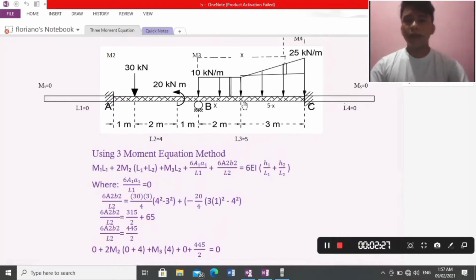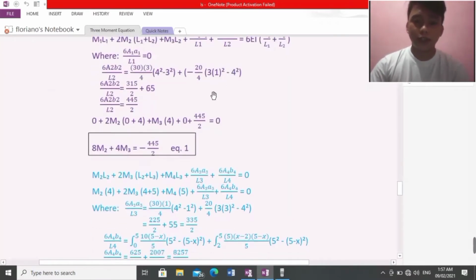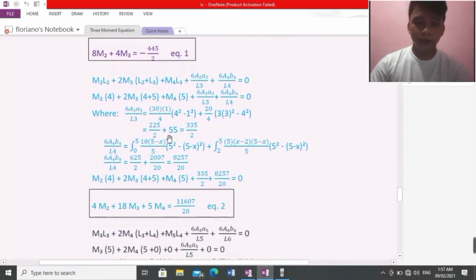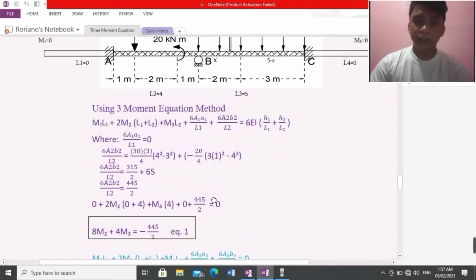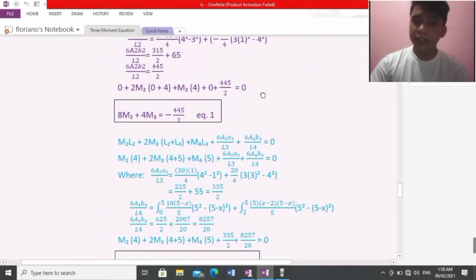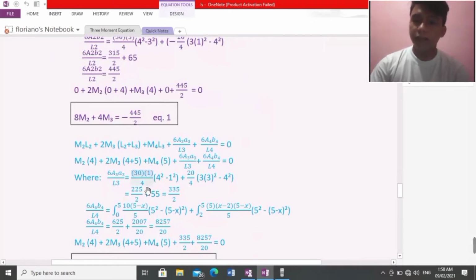So, ang formula ng concentrated load kapag nasa left span is PA all over L multiplied to the quantity of L squared minus A squared. So, nilagay ko na yun dito. Ito. So, yung P natin is 30. Times A is 1. 1 all over L is 4. Multiply to L squared is 4 squared minus A squared is 1 squared.